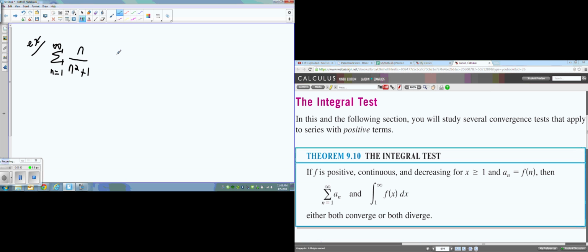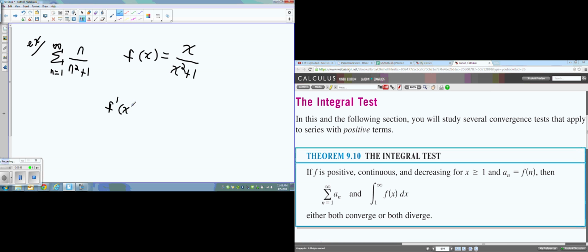So let's take a look at a function that matches with the terms of this series. That function would be called f, and it would just be x over x squared plus 1. So this function is the same as the terms of that series over there. And what we want to do is find out if the function is decreasing. So we can use the first derivative test, and we can take the first derivative of this function.